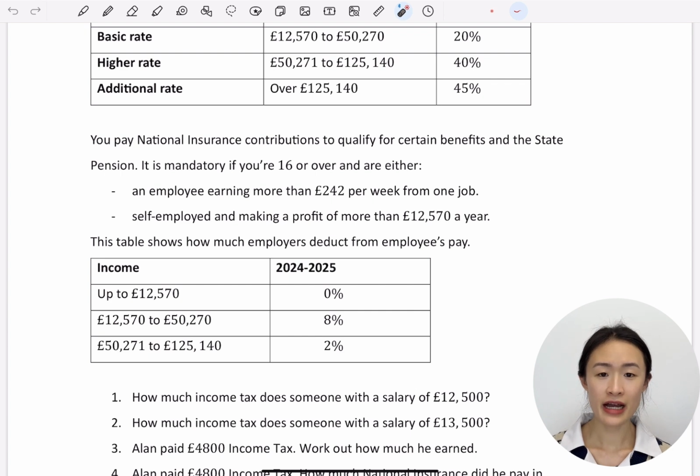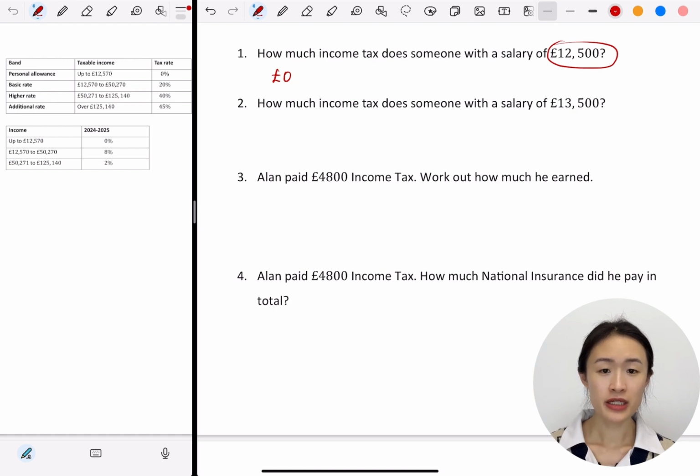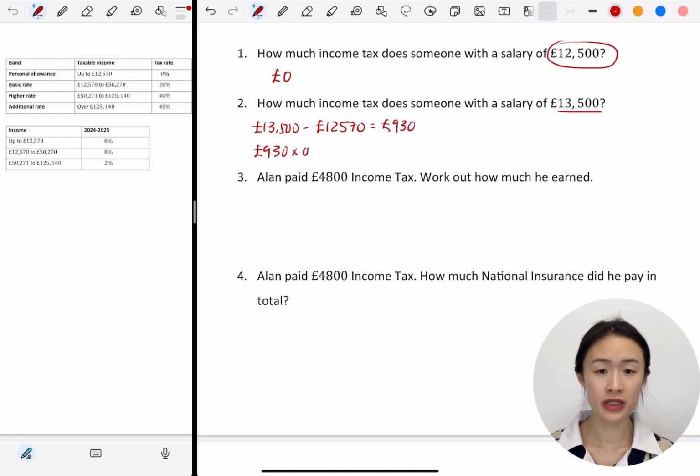Okay, so now I have some questions here. Let's work through these questions together. Question 1. Since this number is below 12,570, this person doesn't need to pay any income tax. In the second question, this person's income is 13,500. This is 930 above the personal allowance. 20% of 930, which is 186, is the amount of tax this person should be paying.